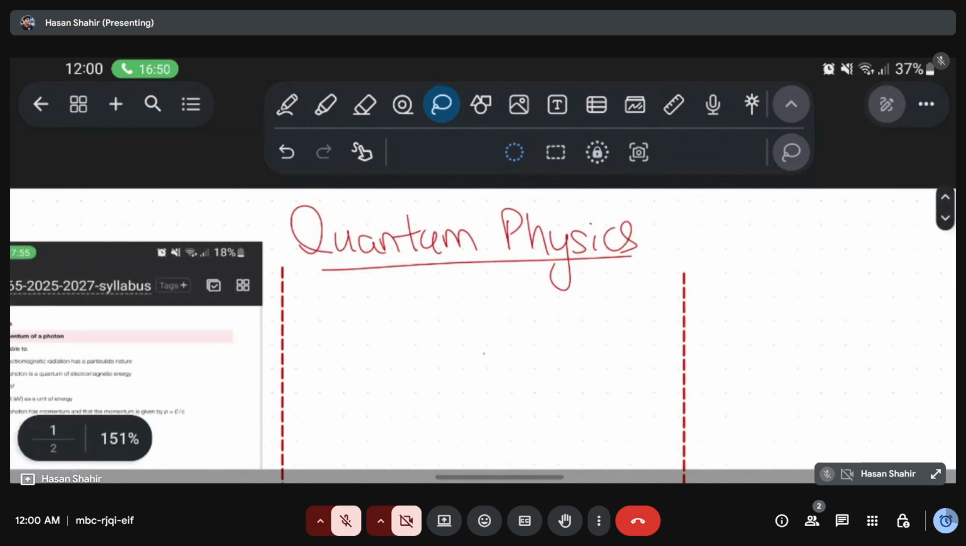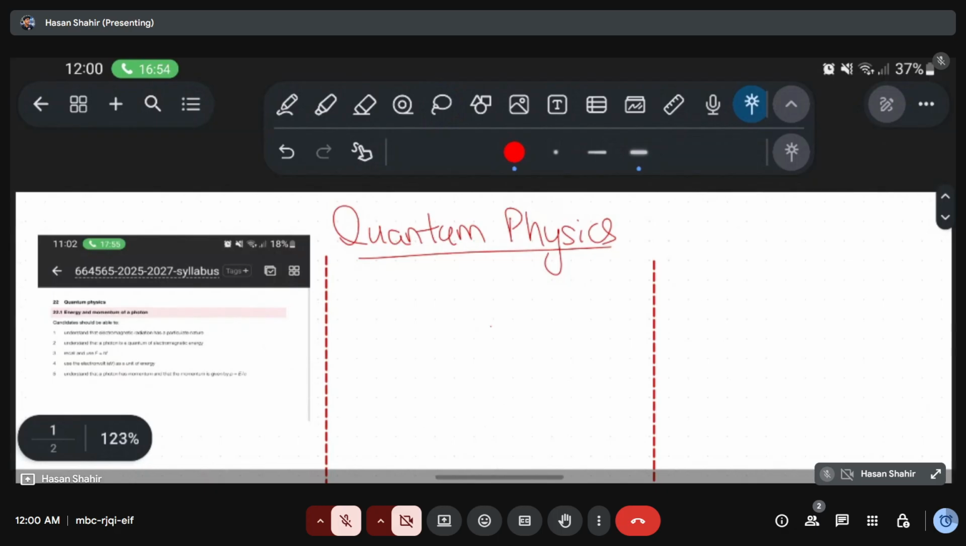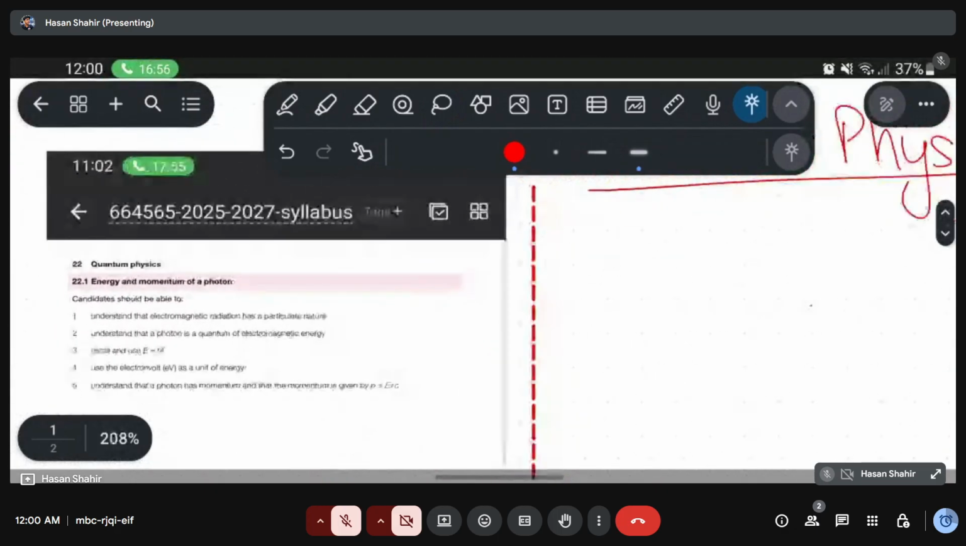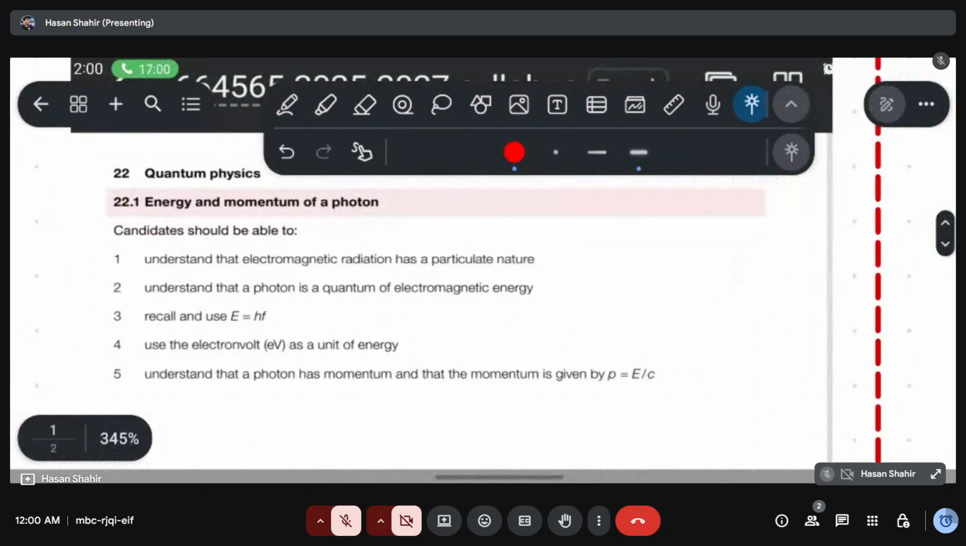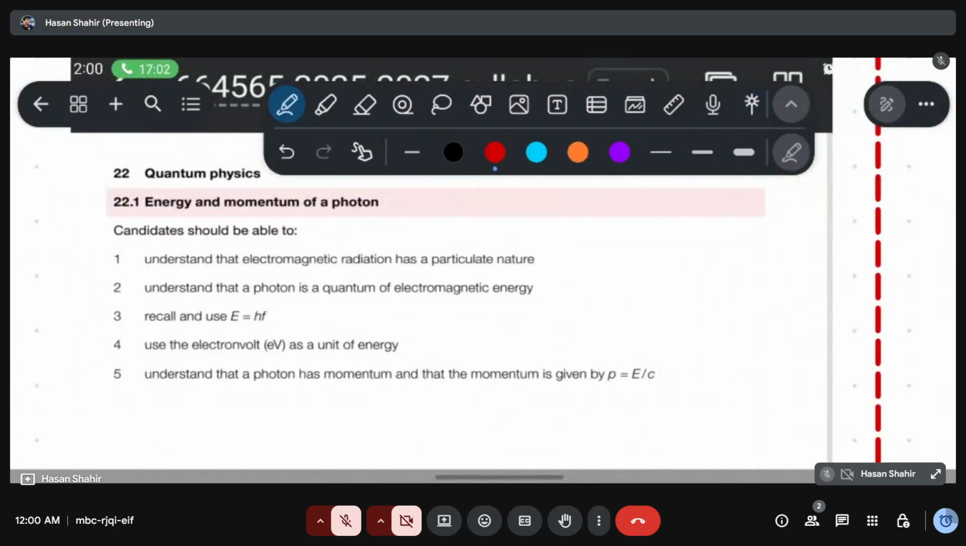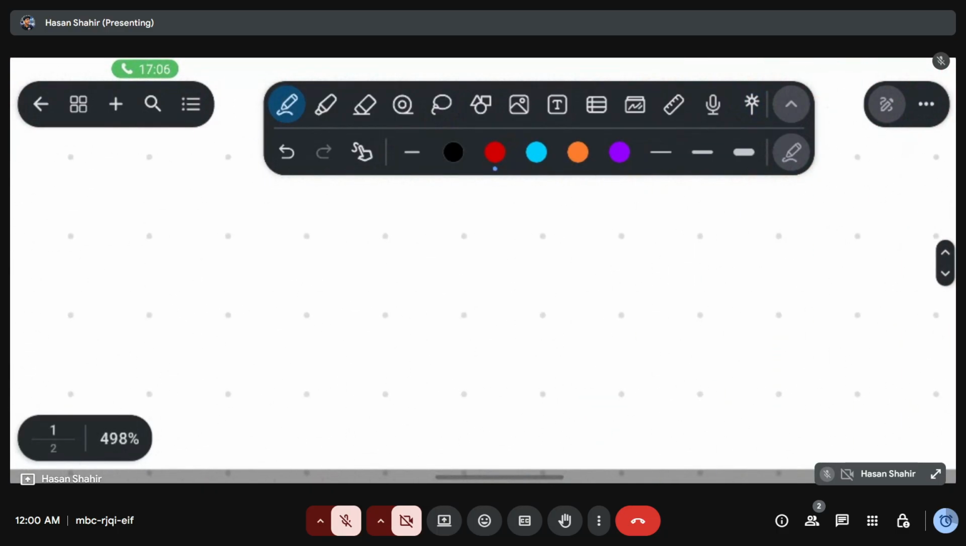Alright, so we are gonna be starting quantum physics, and in this video we're gonna be looking over the energy and momentum of photon. We're gonna be covering all these five objectives. So let's get started. We're gonna be kicking things off with the quantum theory.